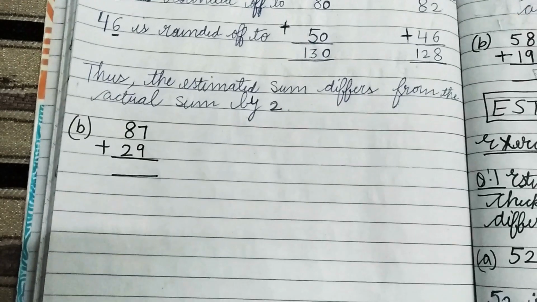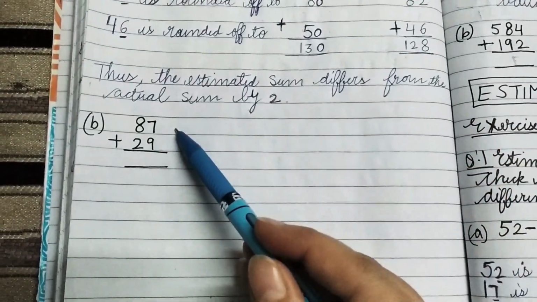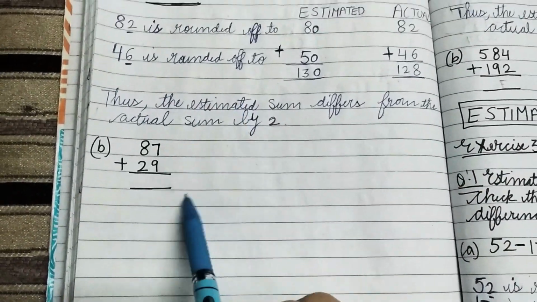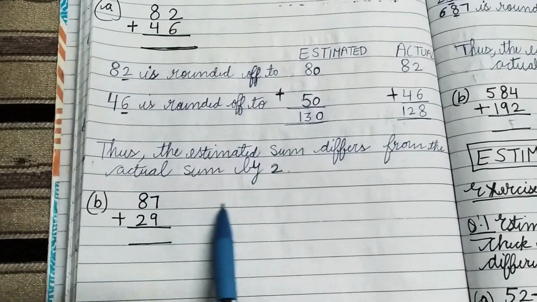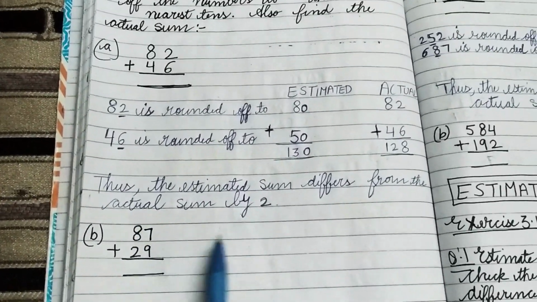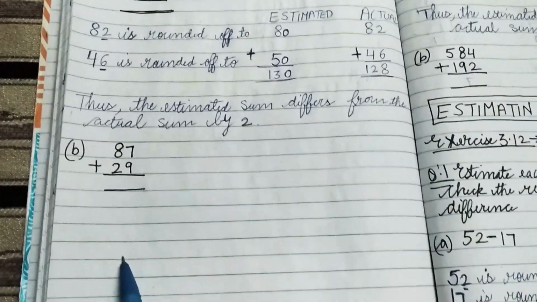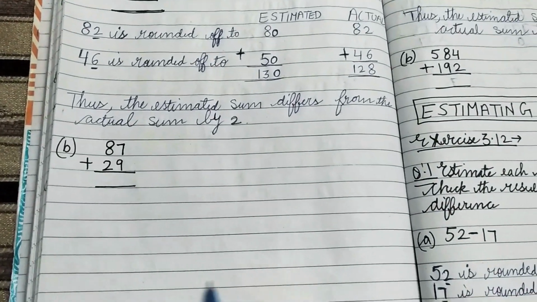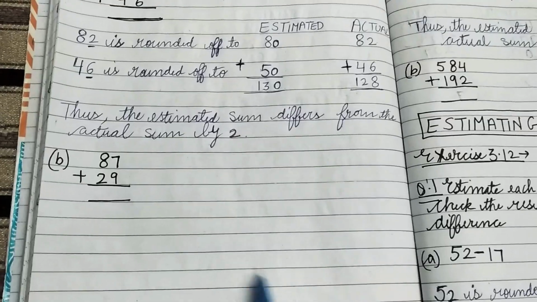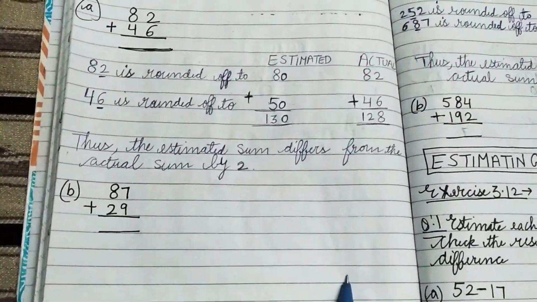So B part you will try on your own, that is 87 plus 29. First of all you will round off each of these numbers to nearest tens. Then you will find out the estimated sum and the actual sum, and then you will write down the concluding line that what difference you notice between those two answers.